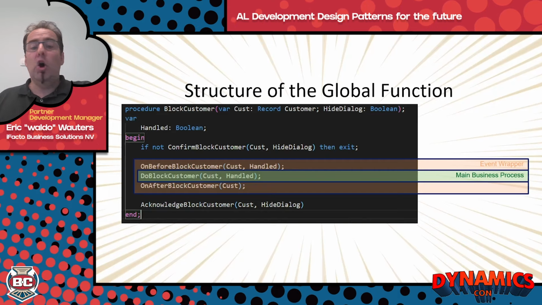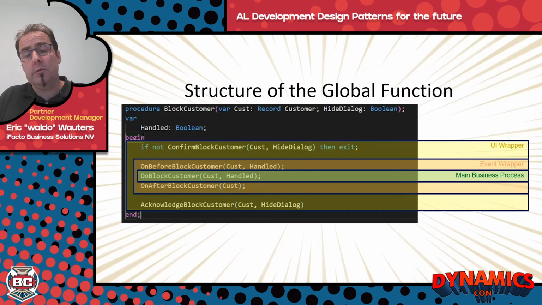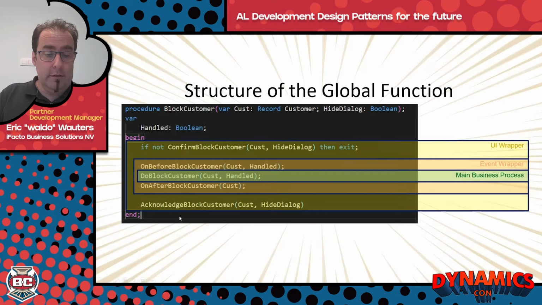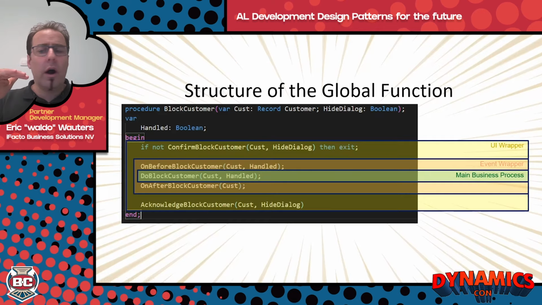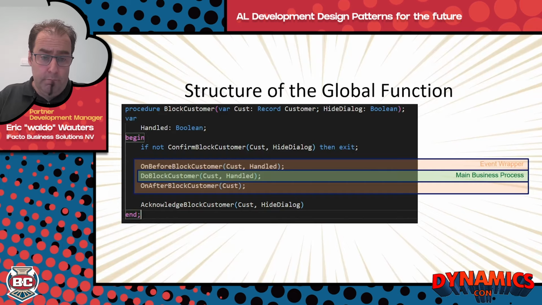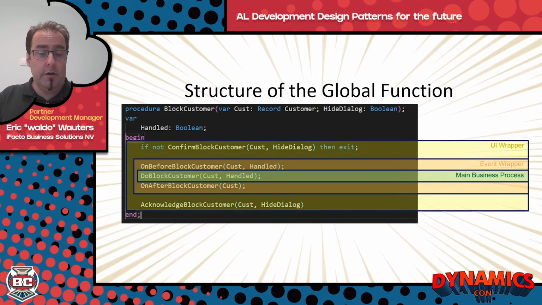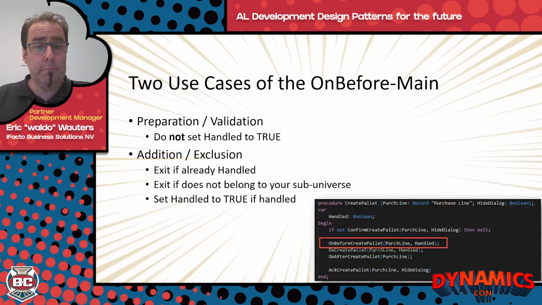Optionally, you would be able to implement a UI wrapper as well. Are you sure you want to execute this function? And then the acknowledgment that you successfully executed this function. This is UI. Usually we do not implement that, and we only implement actually these three lines in our company. But do know the pattern can do more. It can also implement the UI.